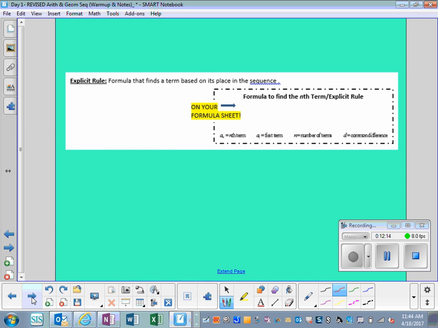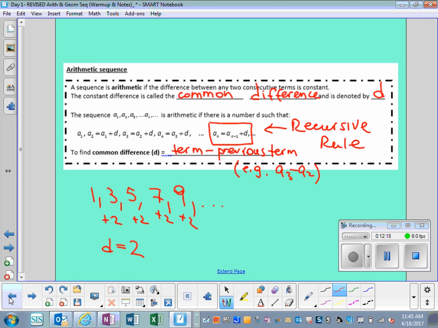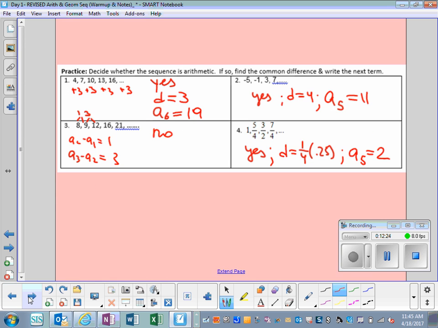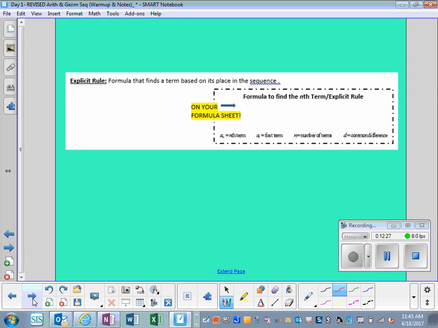Okay, explicit rule. As we said, the rule that we defined for an arithmetic sequence is called recursive, right? How do we find the explicit rule for an arithmetic sequence? Think about it. If I think about an arithmetic sequence, A1, A2, A3, A4, and so on, An, and so on.